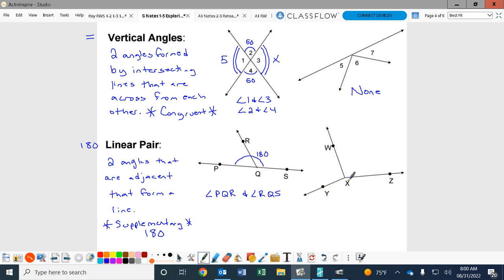Now, this one, it's a trick question again, guys. Are there any linear pairs here? No, because if this one extended, there's your linear pair. If this one extended, there's your linear pair. If this one extended, there's your linear pair.